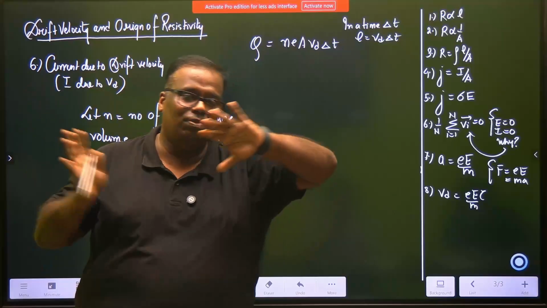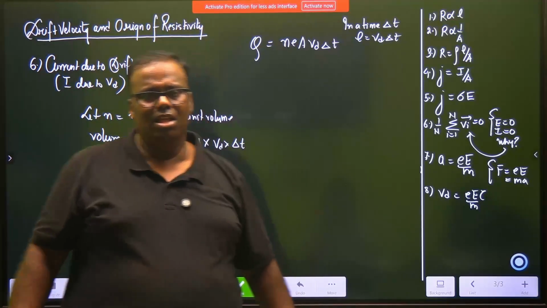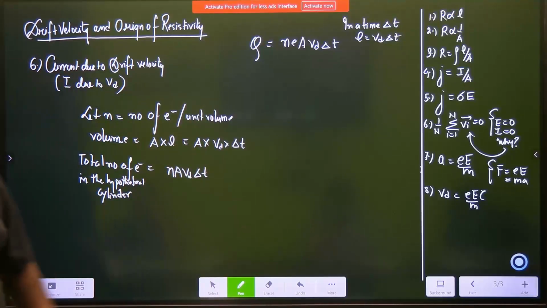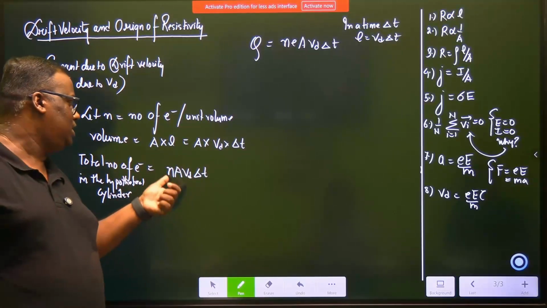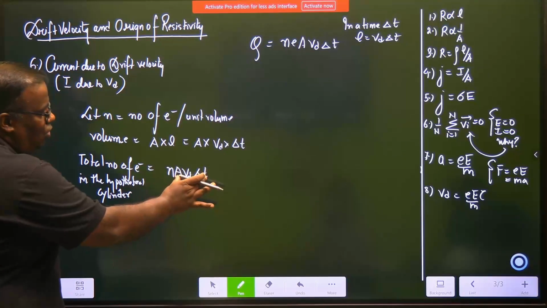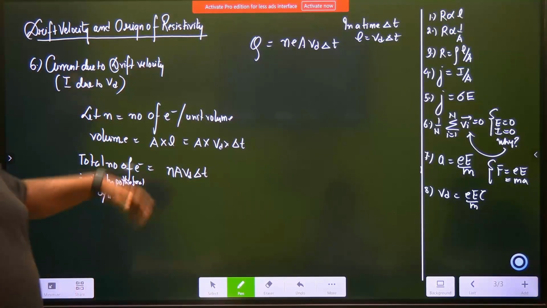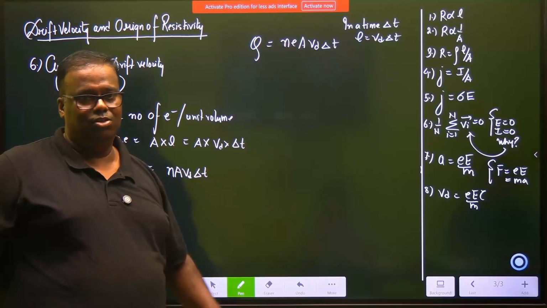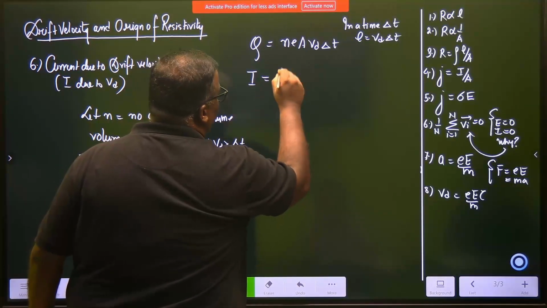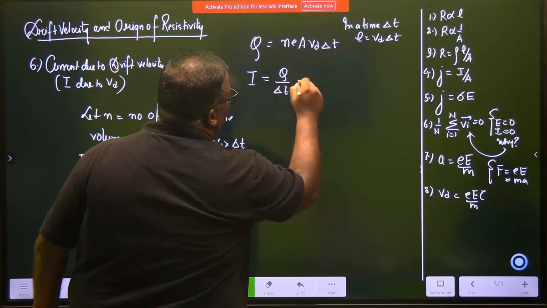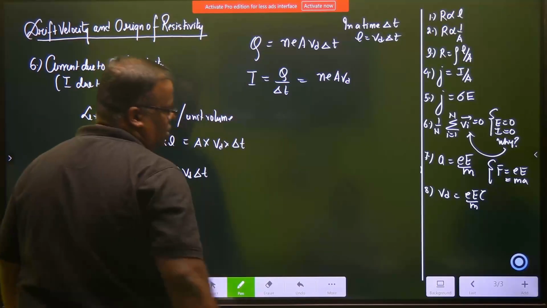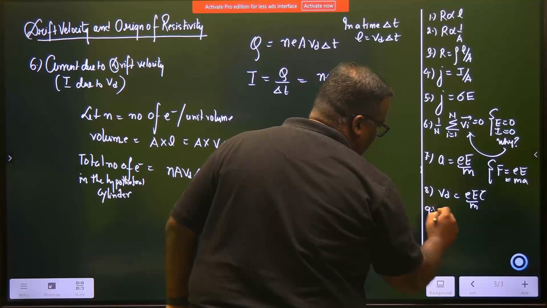So how much volume of electrons is going? A into L. Now N is the number of electrons per unit volume, so the total number of electrons is NAVd into delta t. Each electron carries a charge E, so this is the total charge. Now come back to your current. Current is Q divided by delta t, so your current becomes NEAVd. This is your formula number 9.